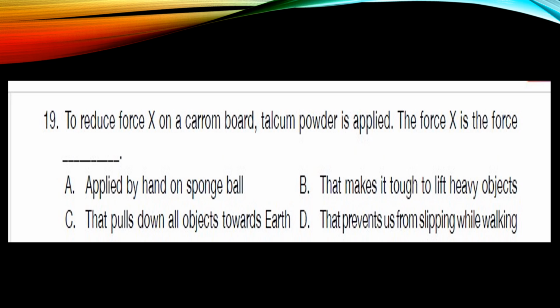And the answer is option D. That prevents us from slipping while walking. And it is a frictional force.